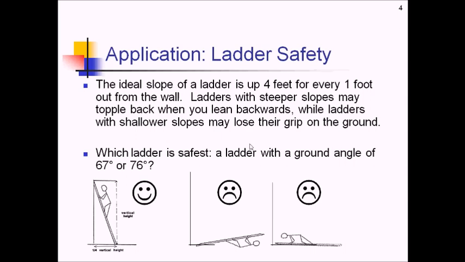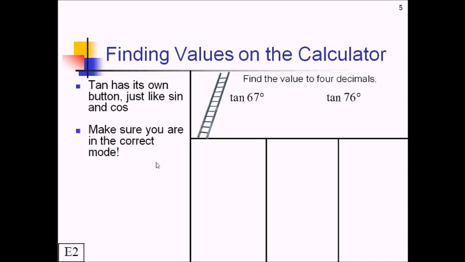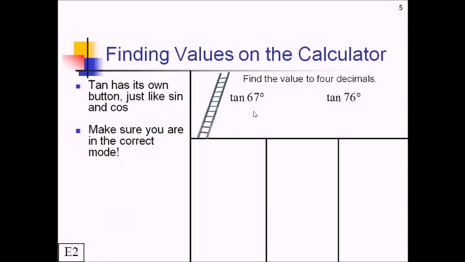Now if we're talking about the slope, that means we're talking about tangent, so let's calculate those. So we're trying to calculate tan of 67 and then tan of 76. Now the good news is that tangent has its own button on the calculator, just like sine and cosine. Let's just make sure that you're in the right mode for this. For our last problem, we went into radians mode, so let's put it back in degrees mode. And now here's the tangent button, 67, let's try it out, about 2.35 and some change.